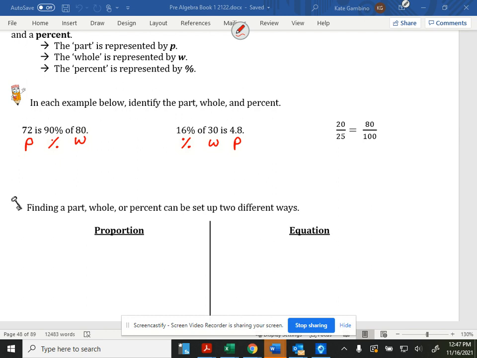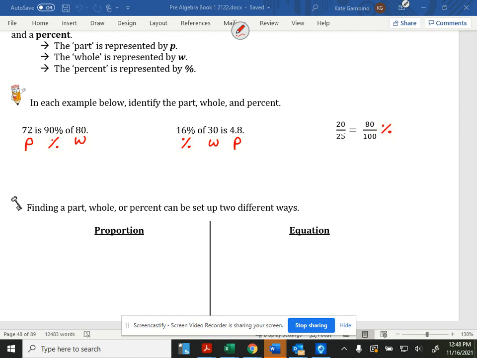So now let's look at our fractions. All of a sudden it's not so easy. I don't see that percentage sign for me to put my percent under. What here is the percentage? Katie? 80 hundredths is our percentage. We know that's 80%. 80 over 100 is 80%. That's our percentage. Then we have 20 over 25, which is our whole.